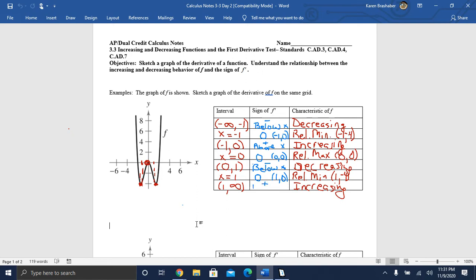So that means your derivative is positive, and the graph will be located above the x-axis. So I'm going to be graphing f prime. I'm going to be using this middle column to do that. And I asked you to graph it on the same grid. To do that, we'll be plotting these points that we know. So we know -1, 0.